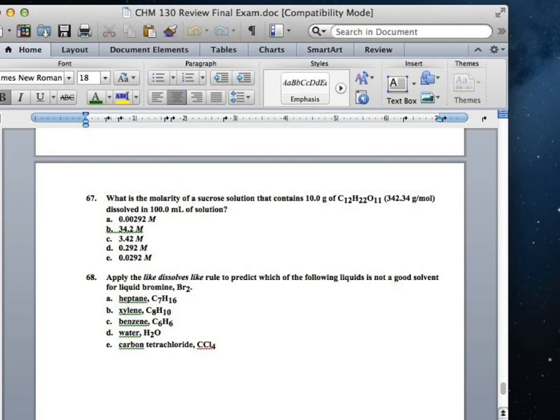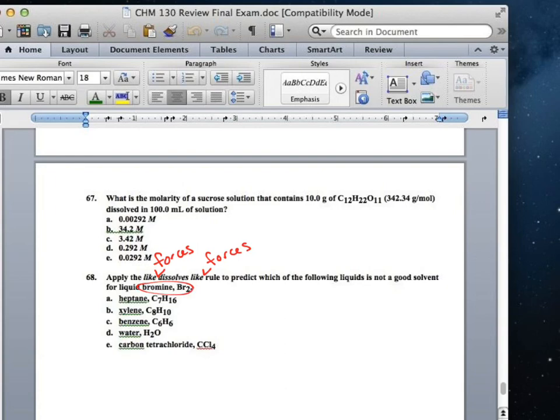68. Apply the like dissolves like rule to predict which of the following liquids is not a good solvent for bromine. So the first thing that I would expect everybody in this class to do, because I am your instructor, would be to change this question. And you would change it to like forces dissolve like forces.